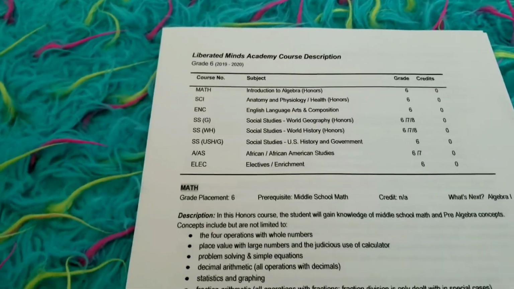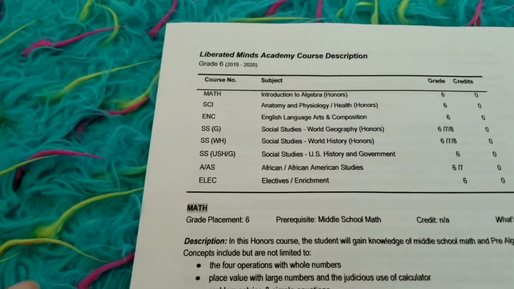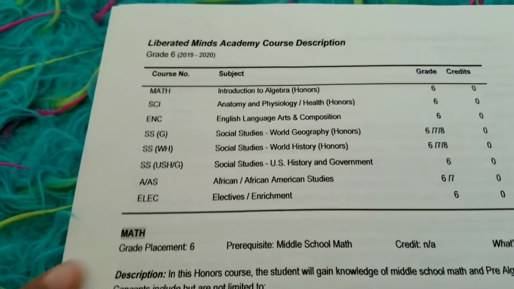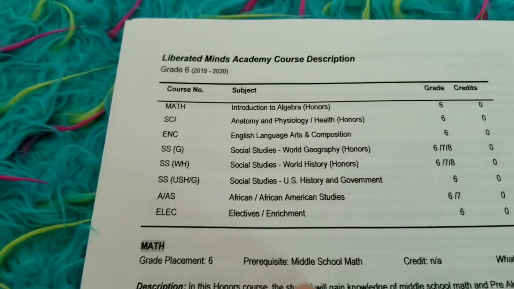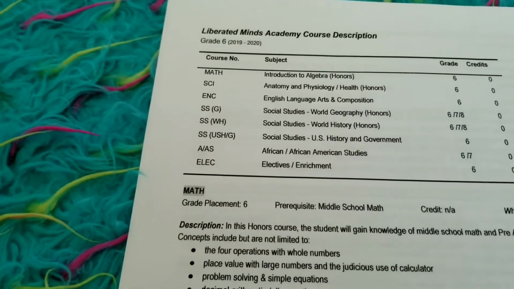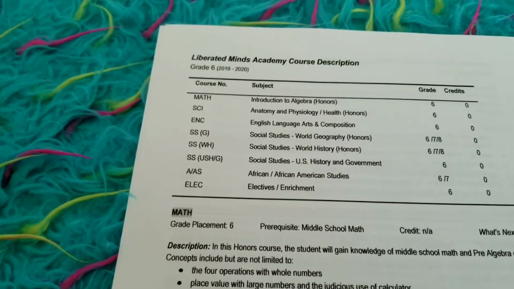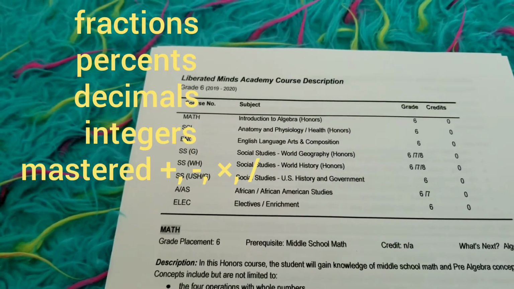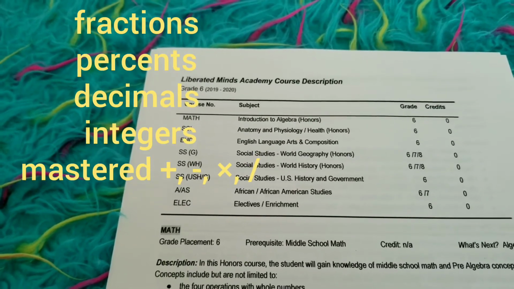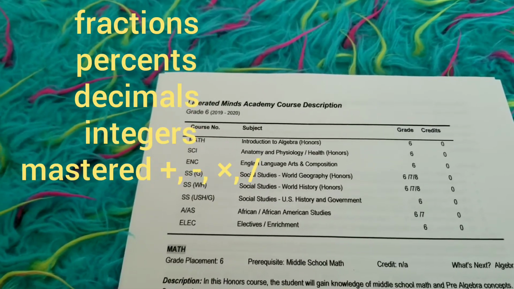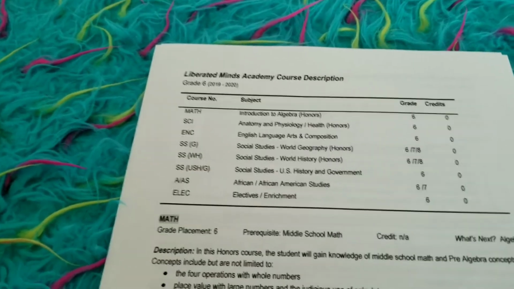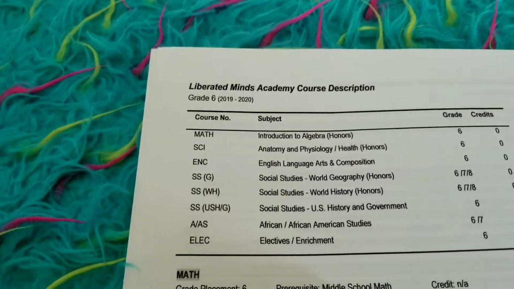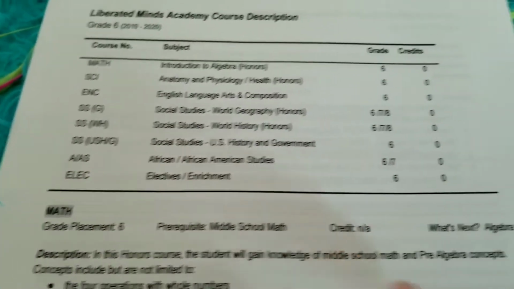As I mentioned before, in a course description, you have your grade identified. You have your prerequisite. For pre-algebra, the prerequisite is middle school math. Has the child learned the middle school math concepts? Do they understand their fractions, all types, integers, positive and negative numbers, area? Have they mastered or do they understand middle school math? If so, they should be ready for pre-algebra. In our case, we are. Any credit? None. What's next?